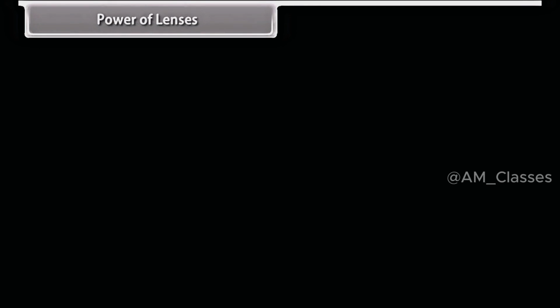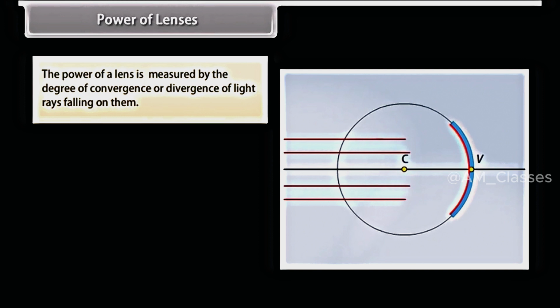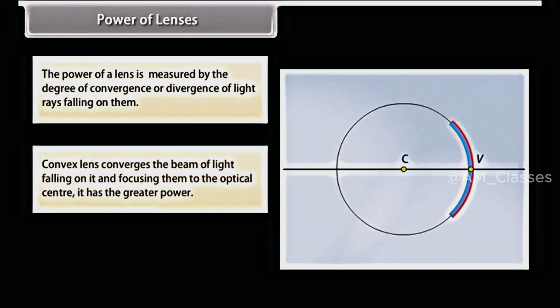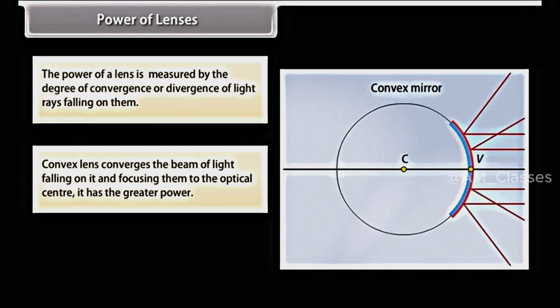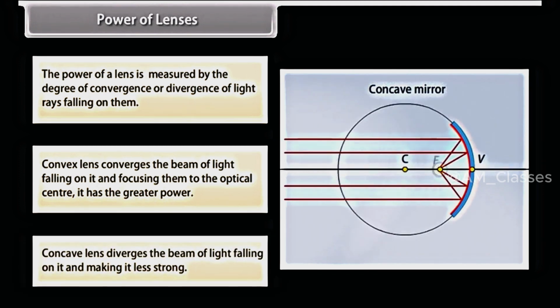Power of lenses. The power of a lens is measured by the degree of convergence or divergence of light rays falling on them. Convex lens converges the beam of light falling on it and focuses them to the optical center, it has the greater power. Concave lens diverges the beam of light falling on it, making it less strong.